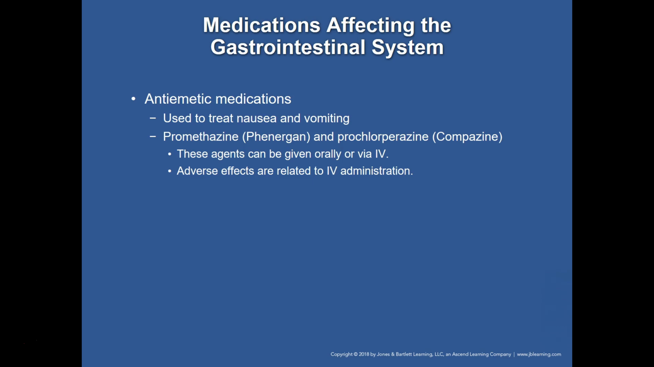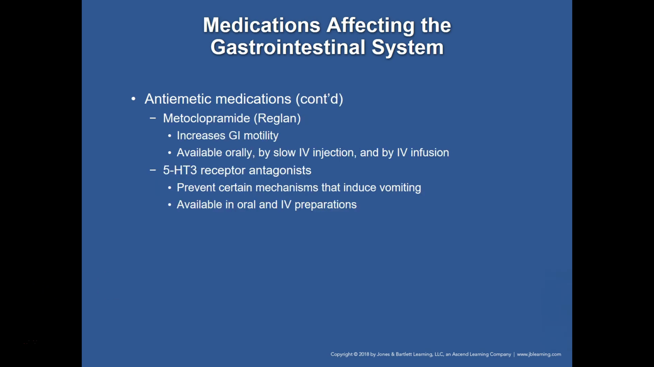Antiemetic medications, anti-vomiting medications, for nausea and vomiting: promethazine or Phenergan, or Compazine. These can be given orally or by IV. There are some adverse effects that are related to IV administration, such as with Phenergan. If you give them too much, it can cause what's called dystonia or a dystonic reaction that looks like they're posturing or seizing. Oddly enough, the treatment for dystonia is Benadryl. We give them 25 to 50 milligrams of Benadryl. It seems to take care of the dystonic reaction. They don't really understand how or why that works.